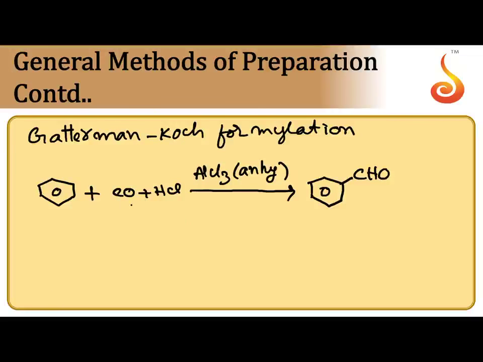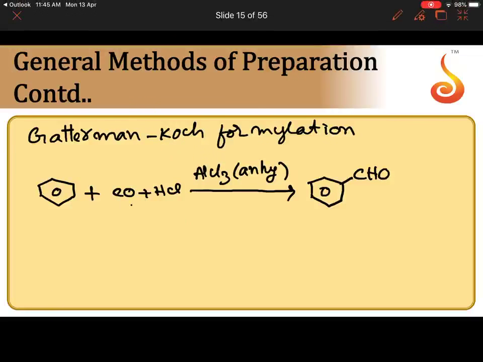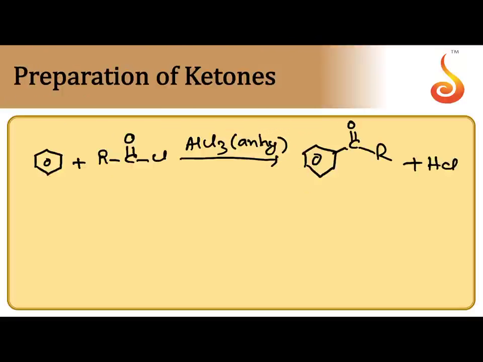Gattermann-Koch formylation for the preparation of benzaldehyde. When benzene is reacted with the mixture of carbon monoxide and HCl in the presence of AlCl3 halogen carrier, we can get benzaldehyde. So here, this formylium ion is the attacking electrophile, that you have to remember.